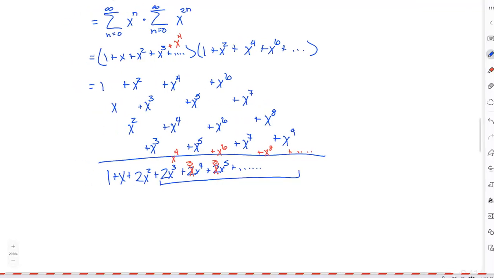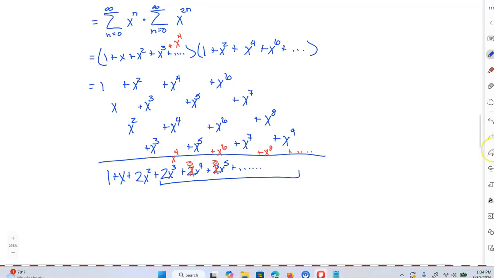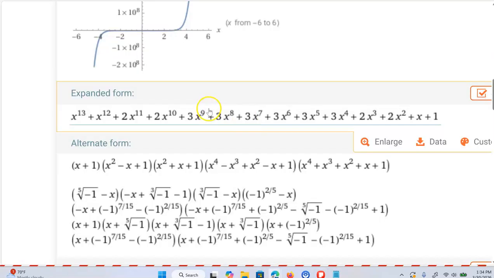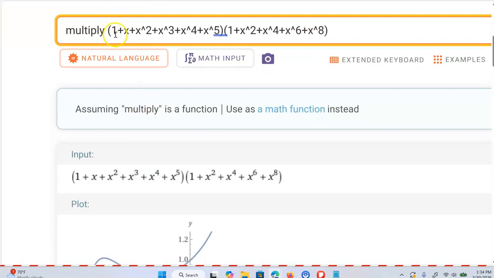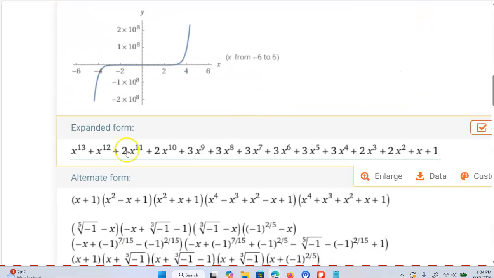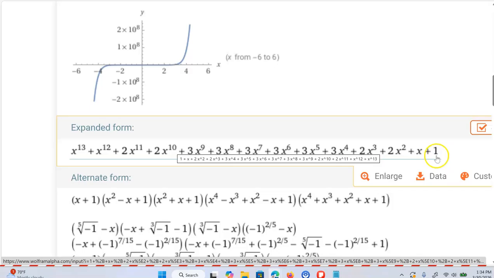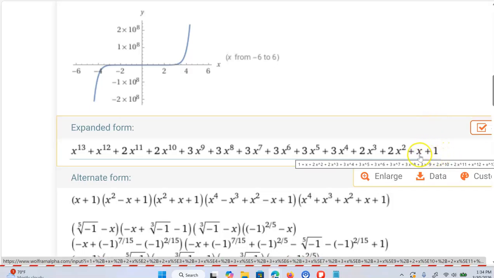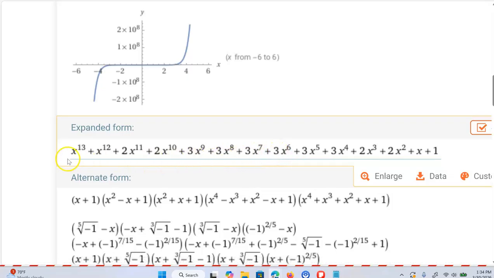If we needed to multiply more out, I'll show you how to do this in Wolfram Alpha. So I'm going to go to Wolfram Alpha, and I'm just going to type in what I want to multiply out. So I'm going to do a few more. I've got 1 plus x plus x squared plus x cubed plus x to the fourth times 1 plus x squared plus x to the fourth plus x to the sixth plus x to the eighth. And when I hit enter, there's my input. And then here's my expanded form. So you can see that I'm getting the same thing as when I did it by hand. 1 plus x plus 2x squared plus 2x cubed. And then I have a 3x to the fourth, and a 3x to the fifth, and a 3x to the sixth, and so on.